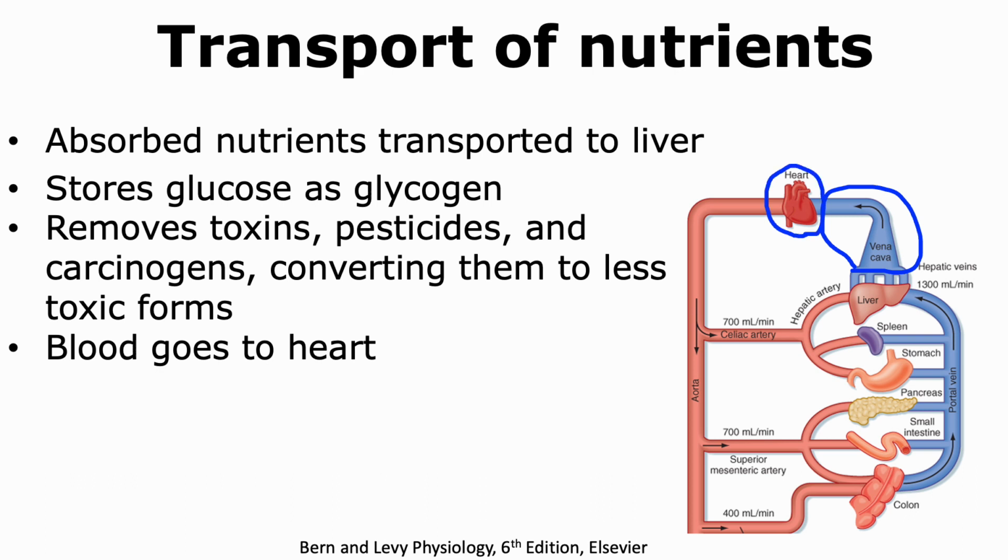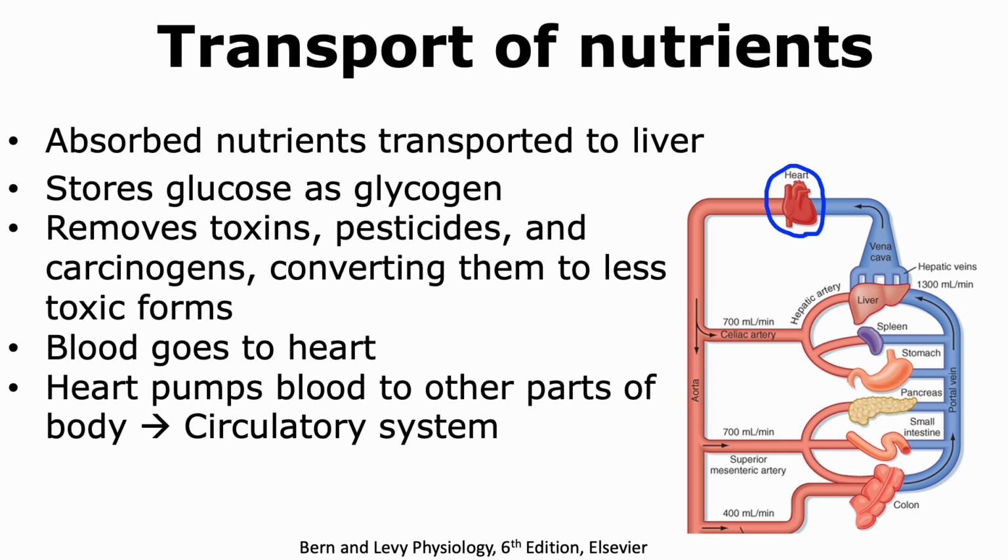Once the blood reaches the heart, from there on, the heart can pump the blood to different parts of the body. Usually, it will be first sent to the lungs, where it gets oxygenated and comes back to the heart, and then the heart pumps it to other parts of the body. This is part of the circulatory system.